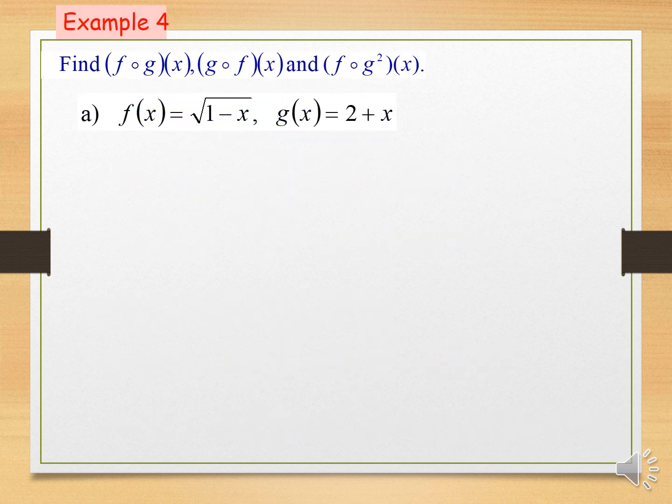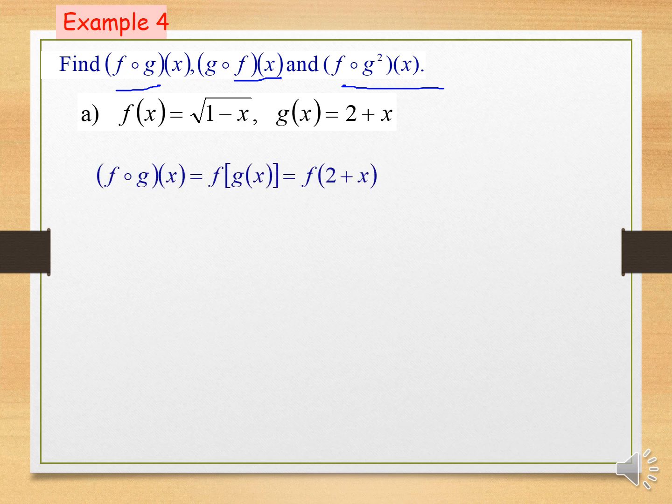Example 4. Find f composite g, g composite f, and f composite g squared x, for the functions f(x) equals square root of 1 minus x and g(x) equals 2 plus x. First, find f composite g(x). f composite g(x) is written as f(g(x)). g(x) is the input for function f. Substitute g(x) as 2 plus x. Therefore, we get f(2 plus x).